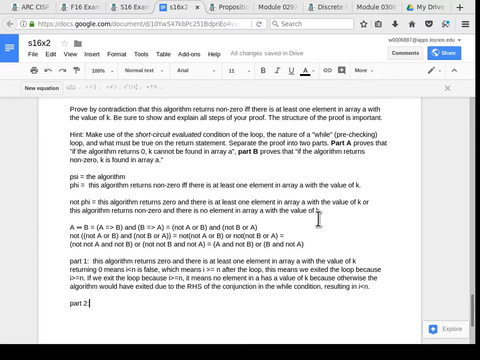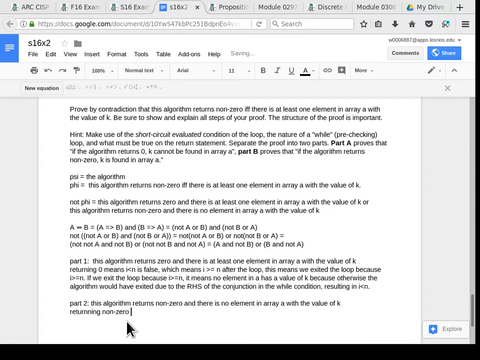So part 2 is going to deal with the other part of the negation, which is this part here. So once again, we just copy and paste it here. And part 2 states that this algorithm returns a non-zero even though there are no elements in array A with the value of K. Why is that not possible?